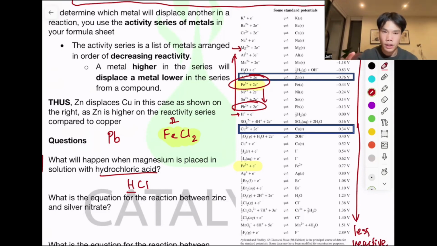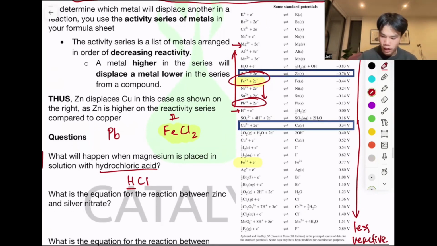So just be wary on this reactivity series. Whenever you have transition metals you're dealing with, the ones that you want to be wary of are iron, you want to be wary of copper, although the disparity is not so big in copper. Iron's the big one. Whenever you see a transition metal, just perk your ears up and have a good look.